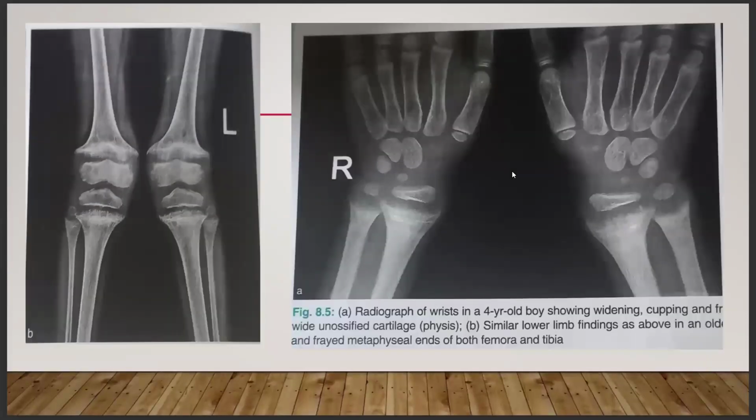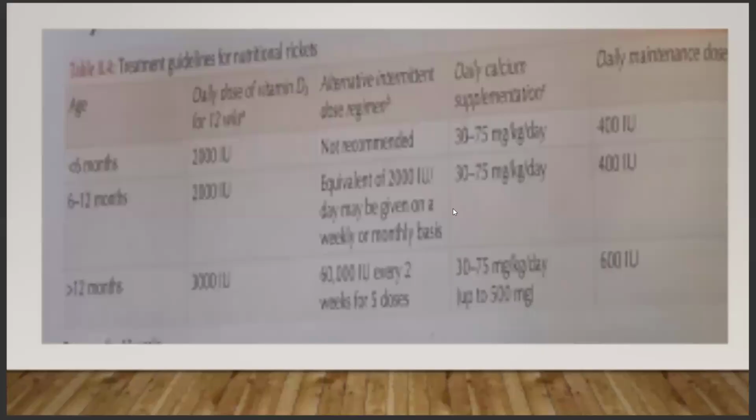So this is the picture showing nutritional rickets, the radiological features of rickets. There will be fraying, cupping, and widening of the joints because of hypertrophy of the chondrocytes. There will be widening, fraying, and cupping. That is the regular bone, and the irregular metaphysis with fraying. This is cupping. So these are the radiological features.